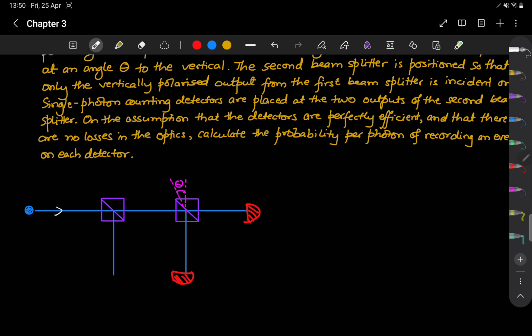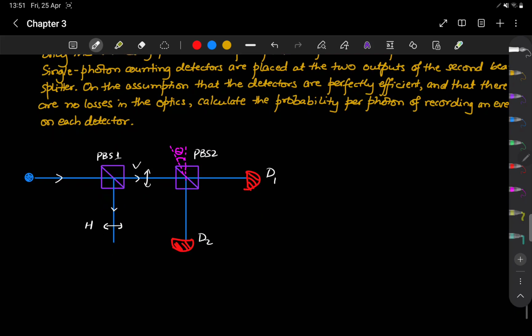So the source is unpolarized light, and because of the polarizing beam splitter, this light is vertically polarized and this beam, the reflected beam, is horizontally polarized. So the transmitted beam is vertically polarized, the reflected beam is horizontally polarized, and this horizontally polarized beam falls on this second polarizing beam splitter, and we need to find out the probabilities of detection at detectors T1 and T2.